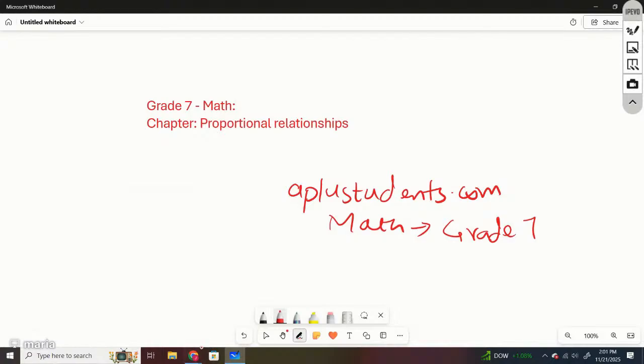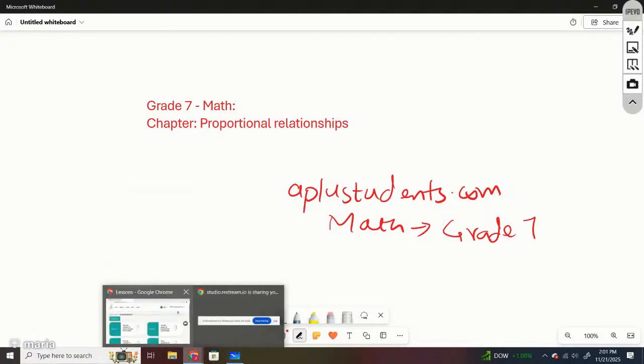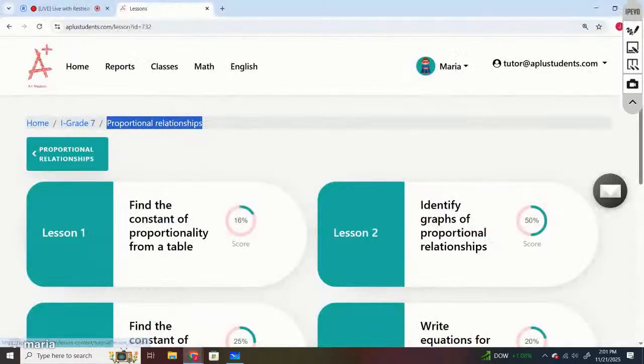Please make sure you have your notebook and pencil so that you can note down the important examples as well. Here I'm on grade 7 math. The chapter we're on right now is proportional relationships. Let's start with the lesson that is find the constant of proportionality from a table.